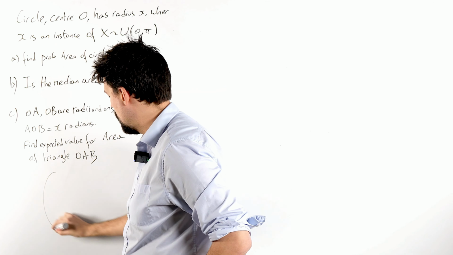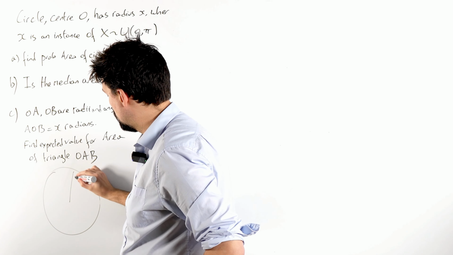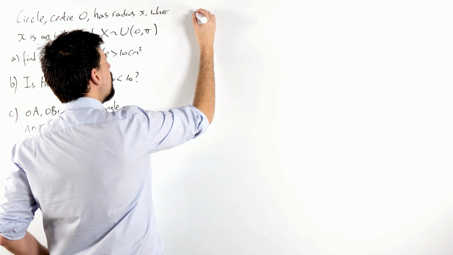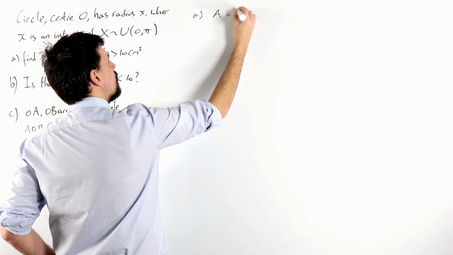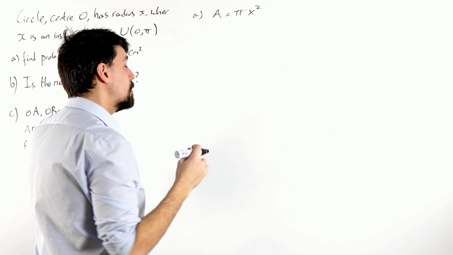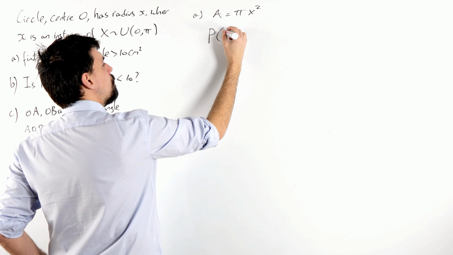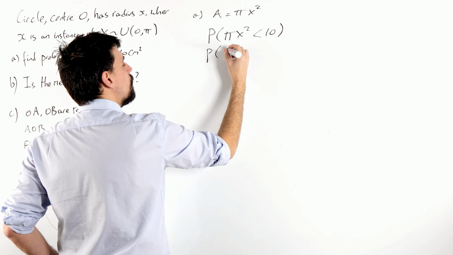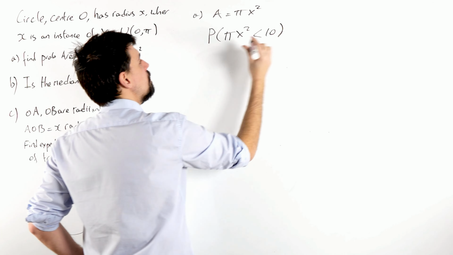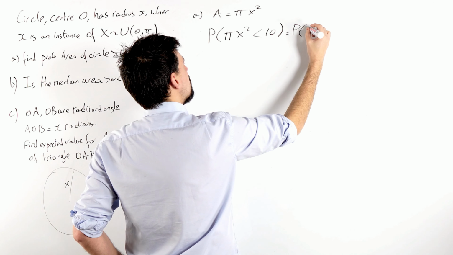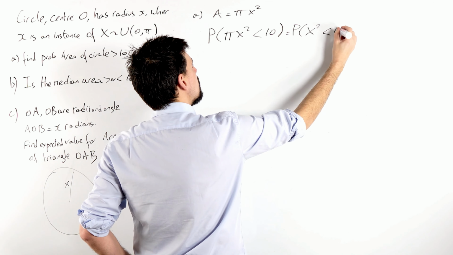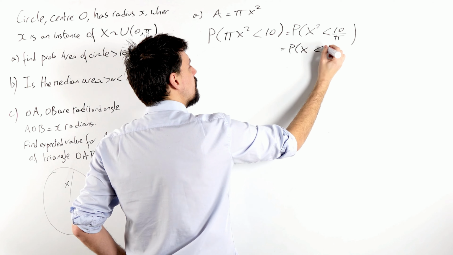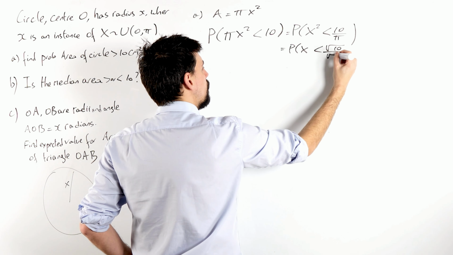Okay, we've got our circle. Its radius is x. What is its area? Well, the area of the circle is pi r squared, so pi x squared. So we want the probability that that area is less than 10. We want the probability that x squared is less than 10 over pi, which is the probability that x is less than root 10 over root pi.